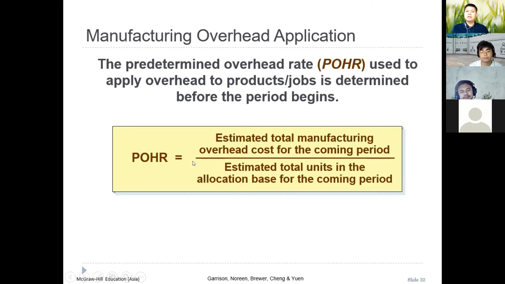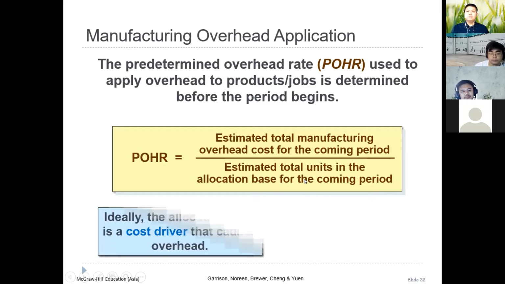So meron ka ng overhead rate. You estimate the total manufacturing overhead cost for the coming period. And then you estimate also the total units in the allocation base for the coming period. Ideally, the allocation base is the cost driver that causes the overhead.